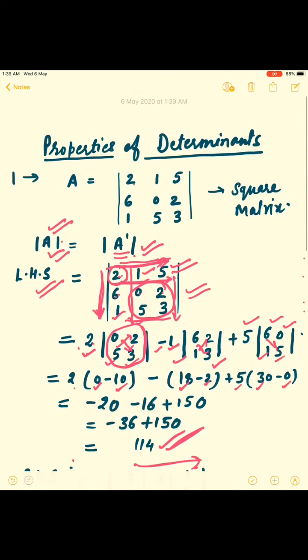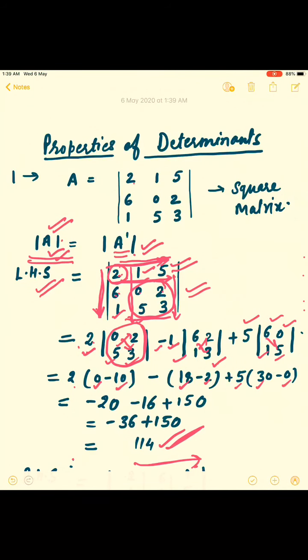So it says that if we find the determinant of A and the determinant of its transpose, then both the values are equal. So this is the main crux of this property. If for a square matrix you find the determinant and the determinant of its transpose, then both carry the same value.